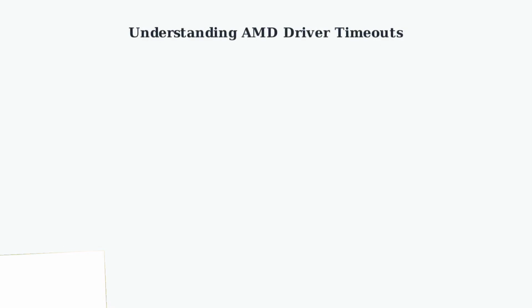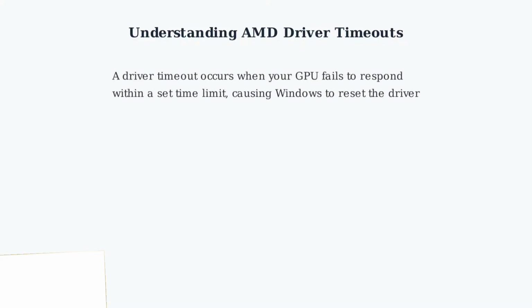AMD driver timeouts are a persistent issue that many users encounter. Understanding what they are and why they happen is crucial for diagnosing system problems. A driver timeout occurs when your graphics processing unit fails to respond within a predetermined time limit. When this happens, Windows automatically resets the graphics driver to prevent system crashes.